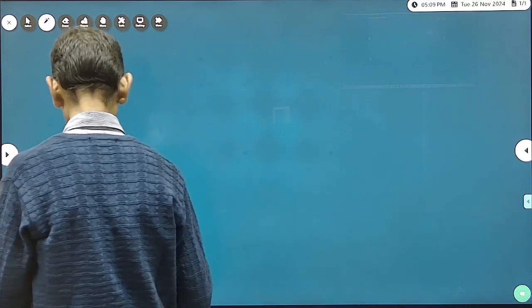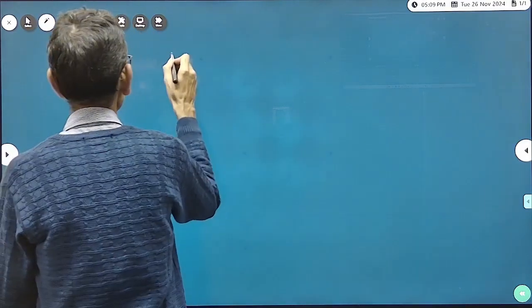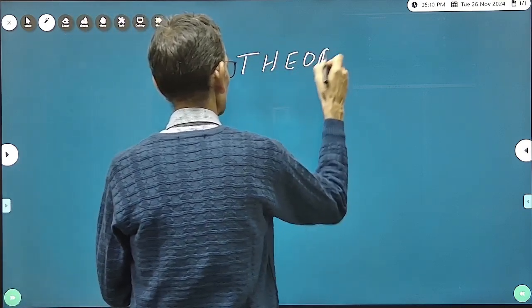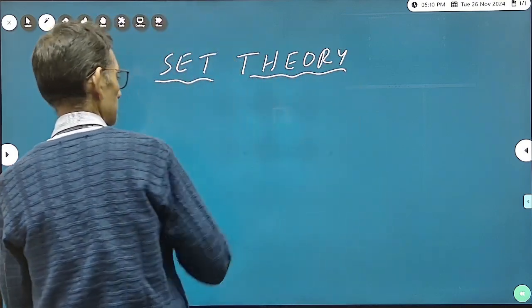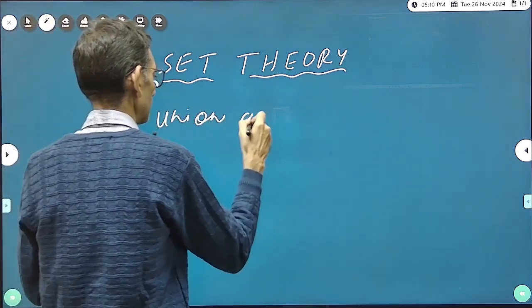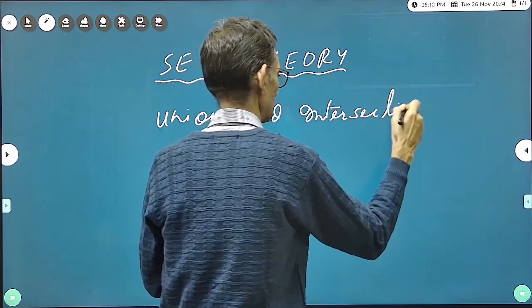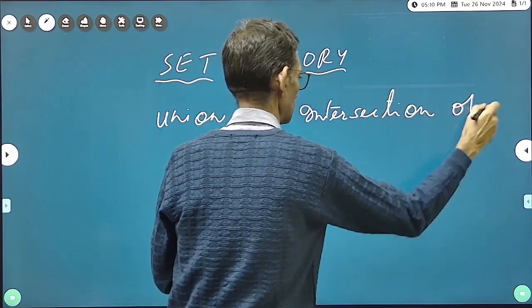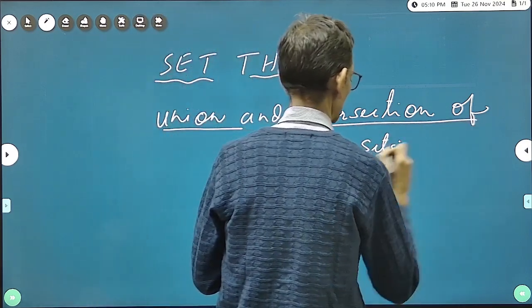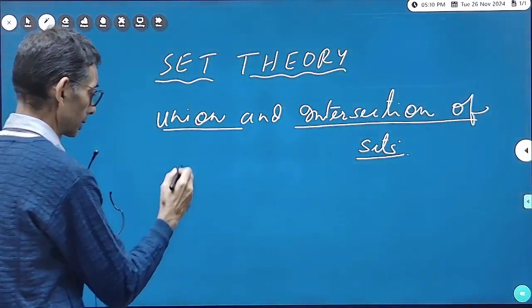So we'll start with sets. Yesterday we started. Operations on sets we will start today: union and intersection of sets. Right? What is union and intersection of sets?